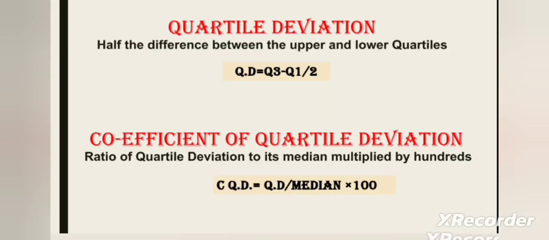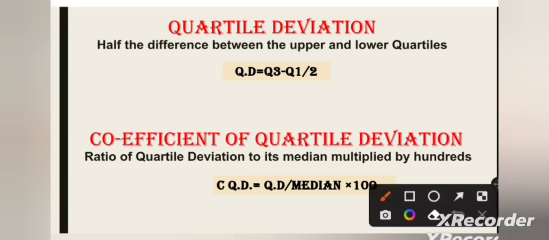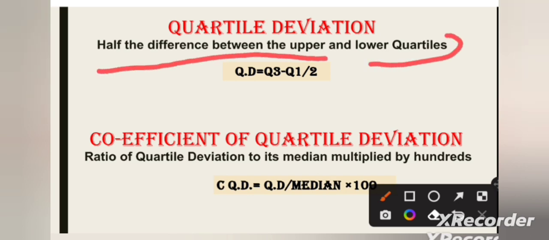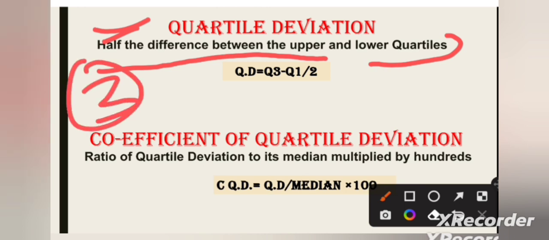Third important measure of dispersion is the quartile deviation. Quartile deviation is defined as half the difference between the upper and lower quartiles. In the previous video, we have learned that quartile is one of the partition values which divides the distribution into 4 equal parts.